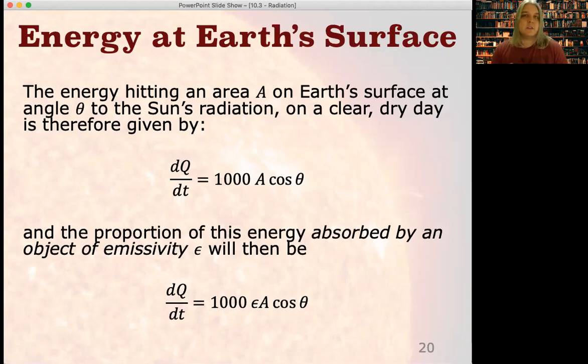It's how much it emits and absorbs out of the power that it's being, the heat, which is heat per unit time, is power that it's receiving. So in this case, the absorption by an object of area A of emissivity epsilon at an angle theta relative to the perpendicular is going to be given by 1000 epsilon A cosine theta. Now remember that 1000 is an estimate based on the atmosphere absorbing about a quarter of the energy that comes from the sun. So on a really cloudy day, that's going to be less.